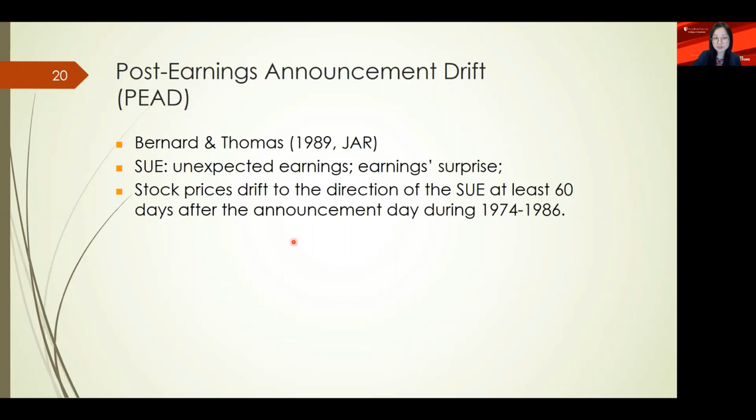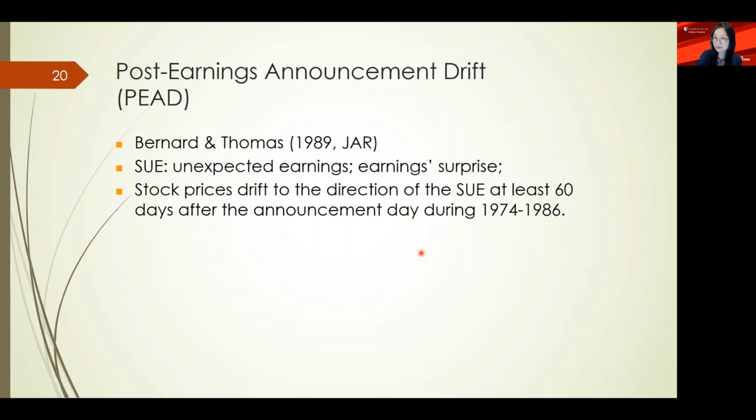So they use a measure called SUE, the standardized unexpected earnings. Basically, it's the earnings announced relative to the consensus forecast by analysts, which we call the earnings surprise, and it's standardized by certain methods. What they find is that stock prices do not reflect earnings announcements instantly and fully. Instead, it takes 60 days or more for the stock price to fully incorporate the announcement. So what do we mean by that?